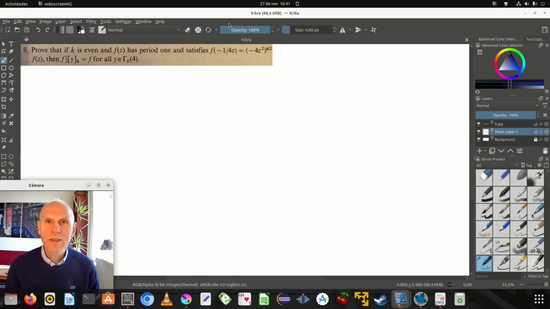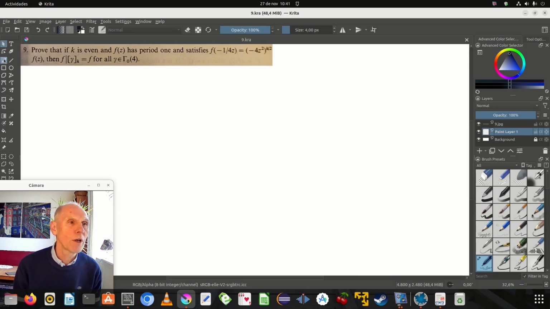Good morning this Monday morning. It's time to start on problem 9. And what have we got? F of z has period 1, which is very nice and satisfies this relation. All right, and we must show that this holds for all gamma in gamma naught of 4.